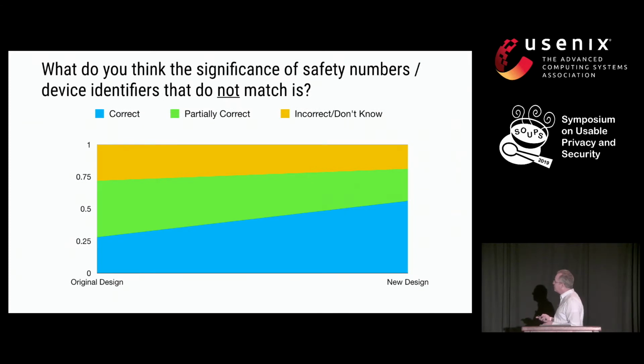We asked them, what does it mean if they don't match? And we had some pretty good results there in terms of increasing correct answers. But still a lot of room to go. We had about 50% giving correct answers in all 3 cases. And we'd like to get more than that.